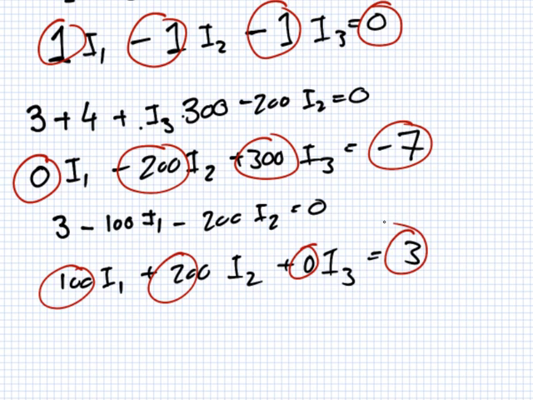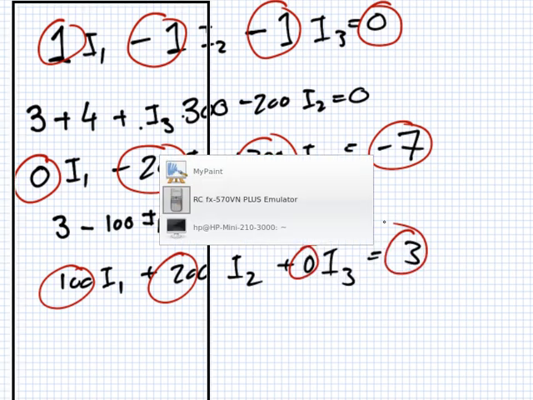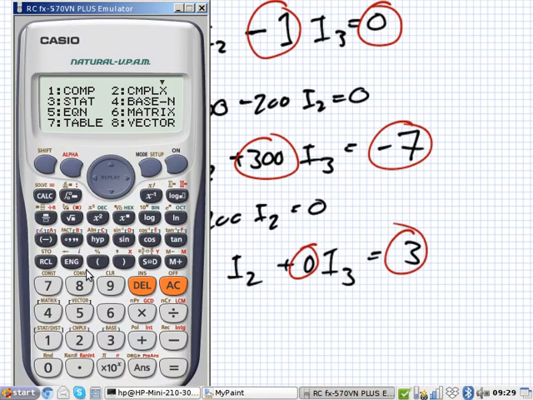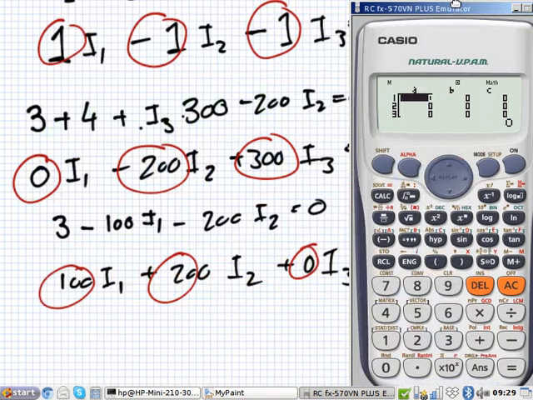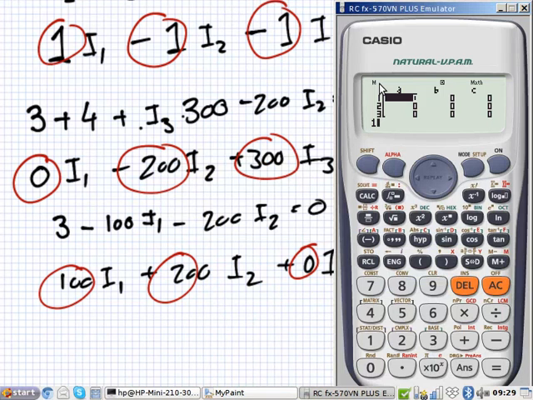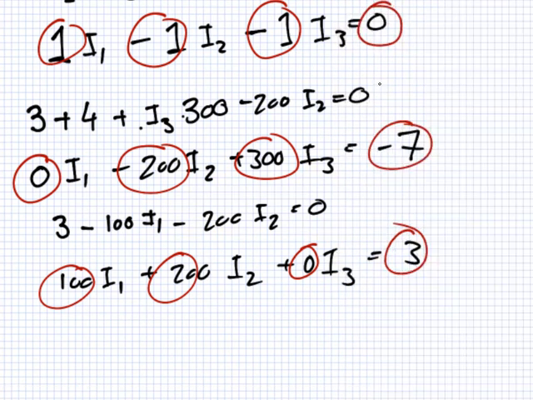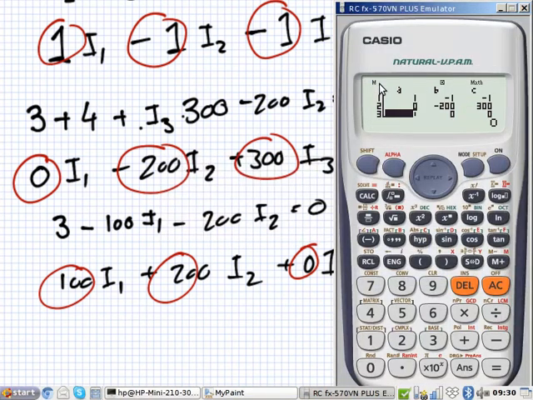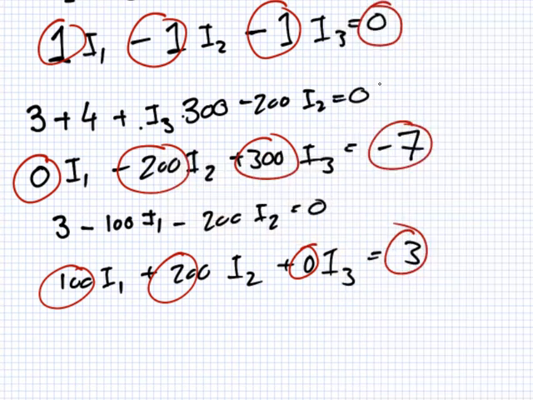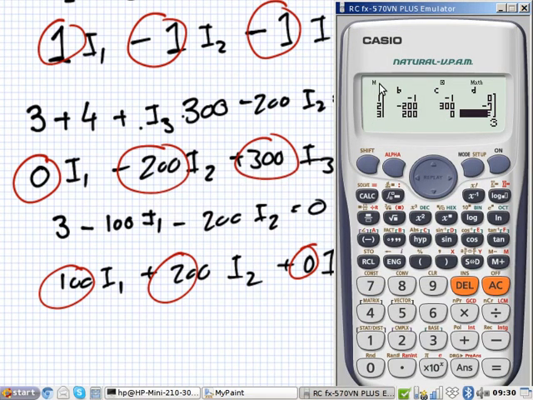The reason I'm circling these numbers is because you can actually solve this on your calculator if you have this one, by going mode 52. So on the top we have 1, minus 1, minus 1, 0. Next we have 0, minus 200, 300, minus 7. And on the last one we have 100, 200, 0, 3. And so we get our answers nicely, eventually.